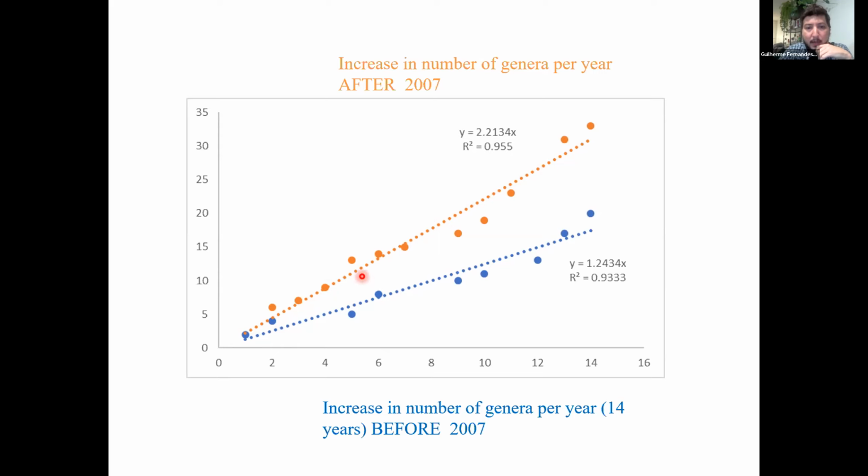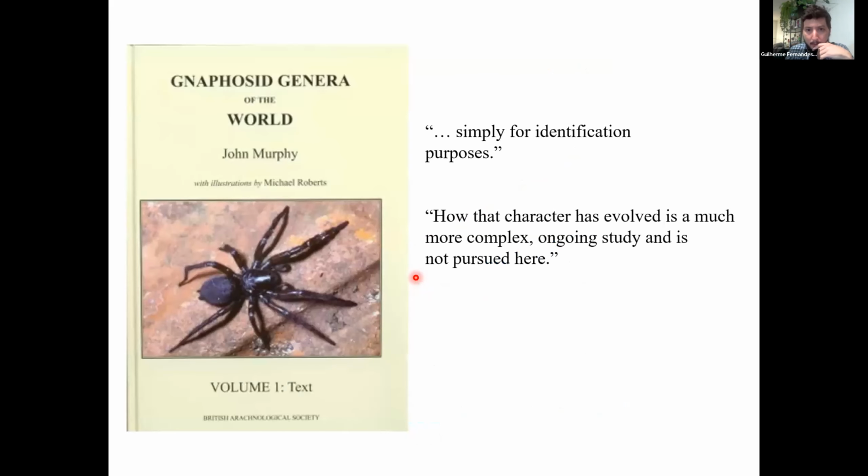And you can see the increase in the number of genera per year. These are year intervals, and you can see that each year we have an increase of about 1.2 genera per year. And after the book, 2.2 genera described per year on average. So just a quick look to see how important the book was.